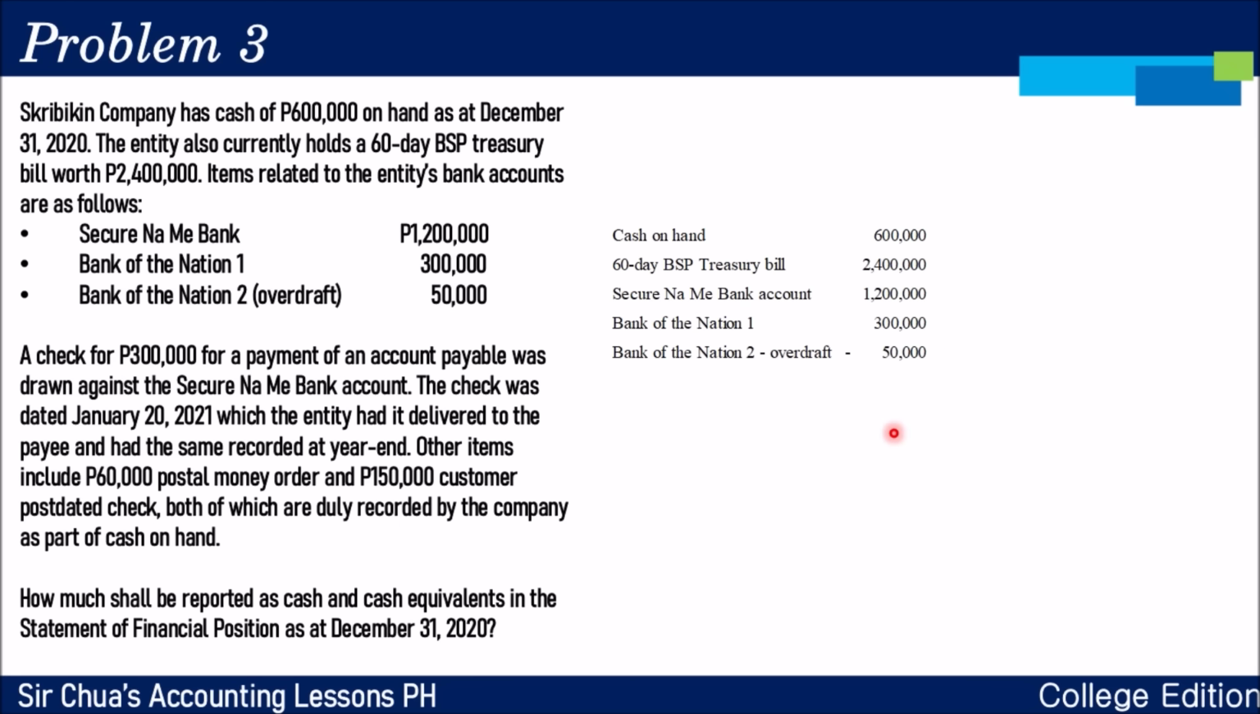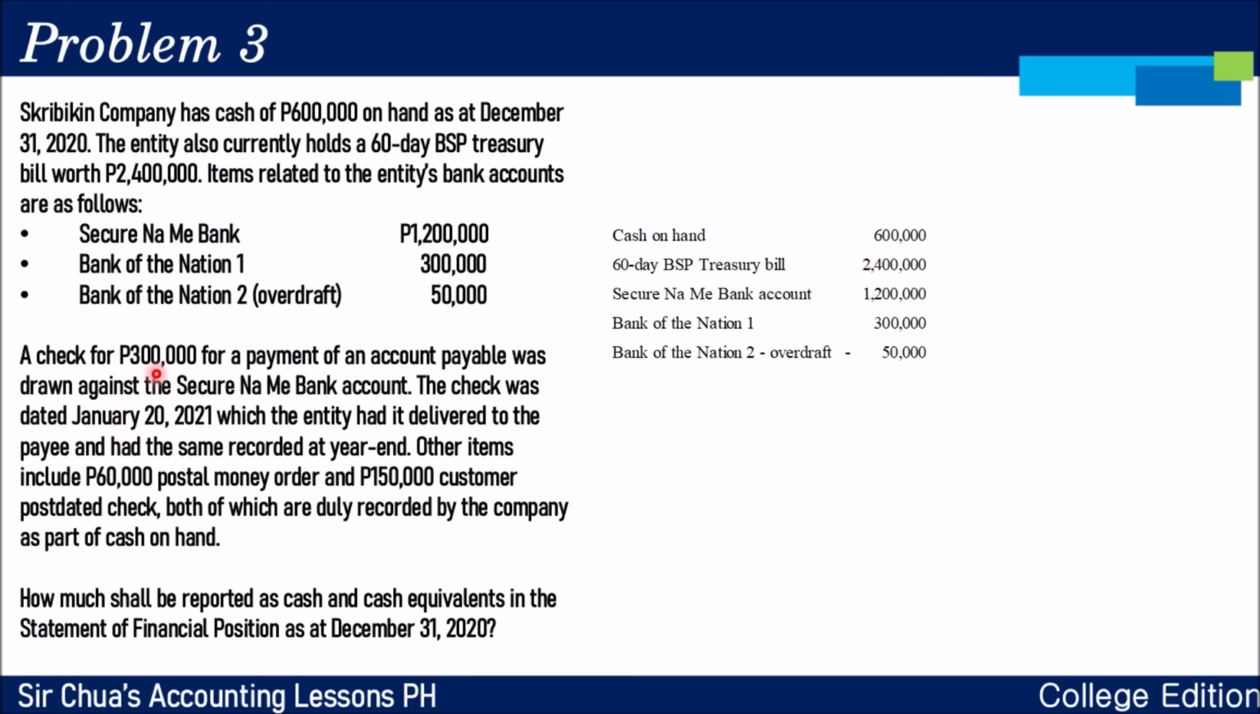Okay, first is a check for 300,000 for a payment of an account payable drawn against the Secure na Mi Bank. The check was dated January 20, 2021. The company already delivered it to the payee and recorded it, removing it from the cash balance. Sounds familiar, right? We are talking about December 31, 2020, but the check the company released is dated for next year's payment. That is what you call a post-dated check.